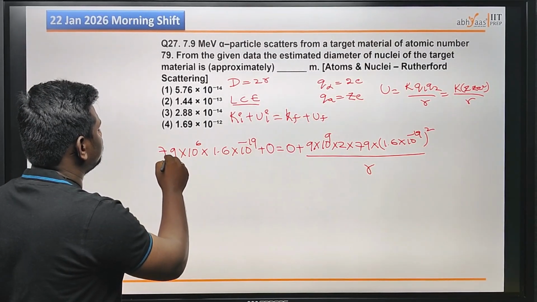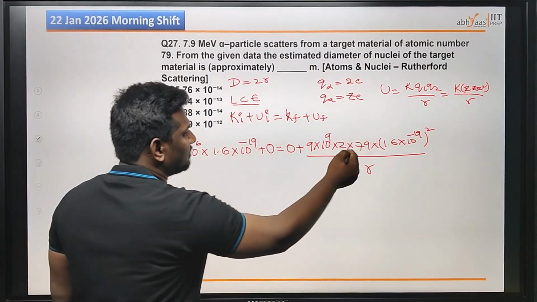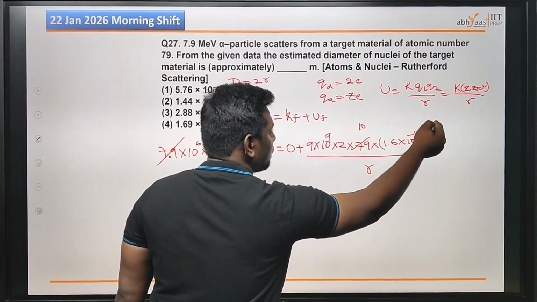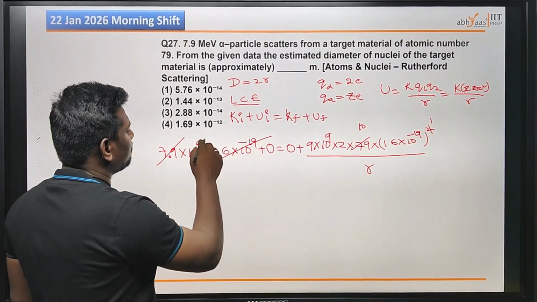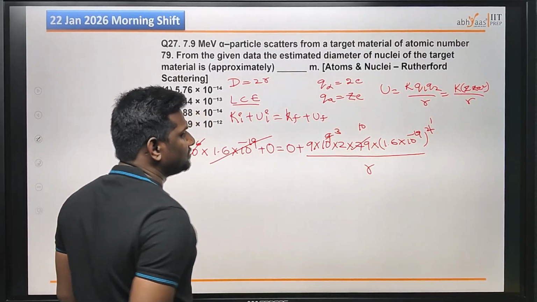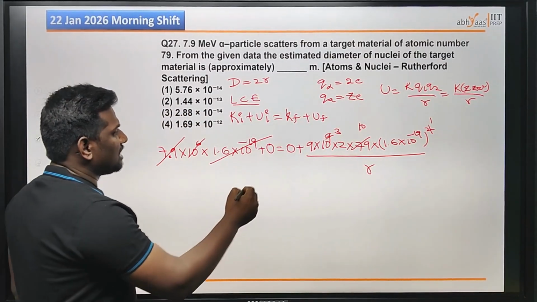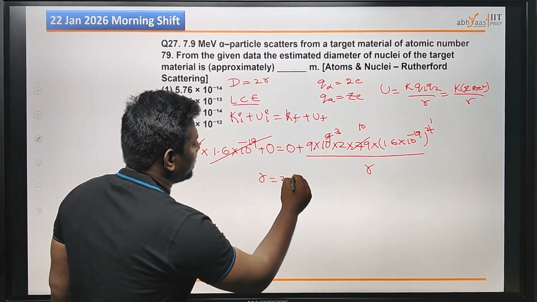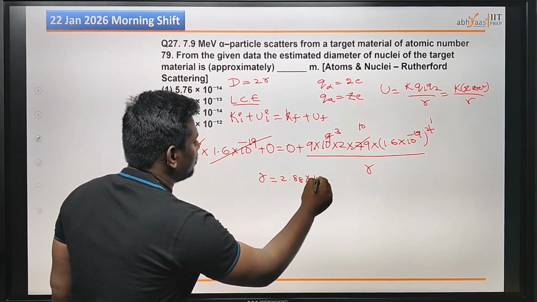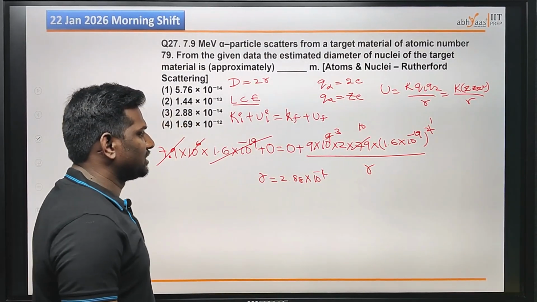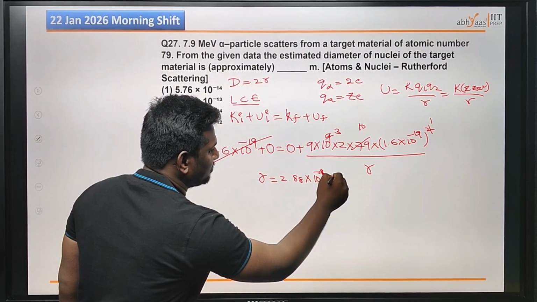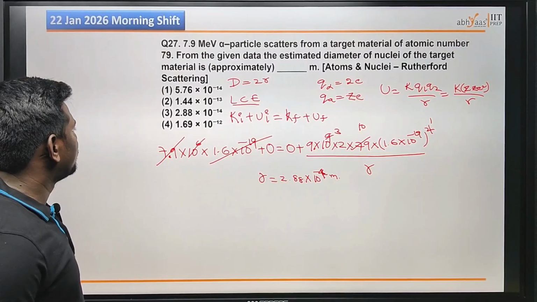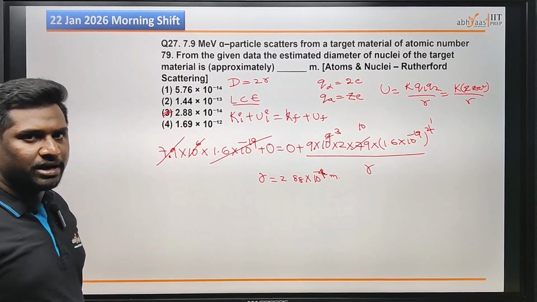So 7.9, 79, 10 times. Again 1.6. If we calculate the R value, you will get R value as 2.88 into 10 to the power minus 14 meters. This is your R value. If you cancel out these things, you get the answer. So option 3 is the right answer.